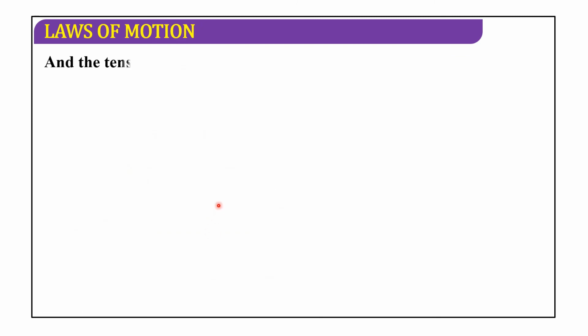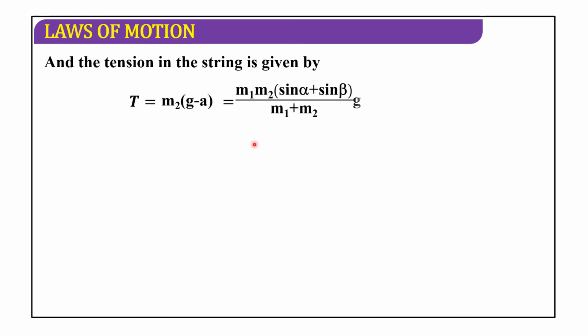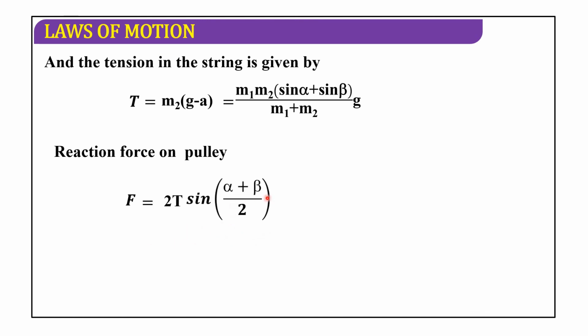And tension in the string is given by T is equal to m2 of g minus a, that is equal to m1 m2 sin alpha plus sin beta by m1 plus m2 into g. So reaction force on pulley F is equal to 2t sin of alpha plus beta by 2.